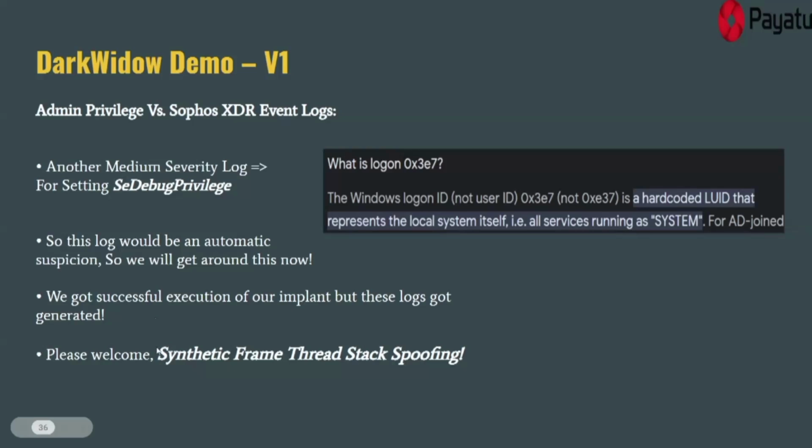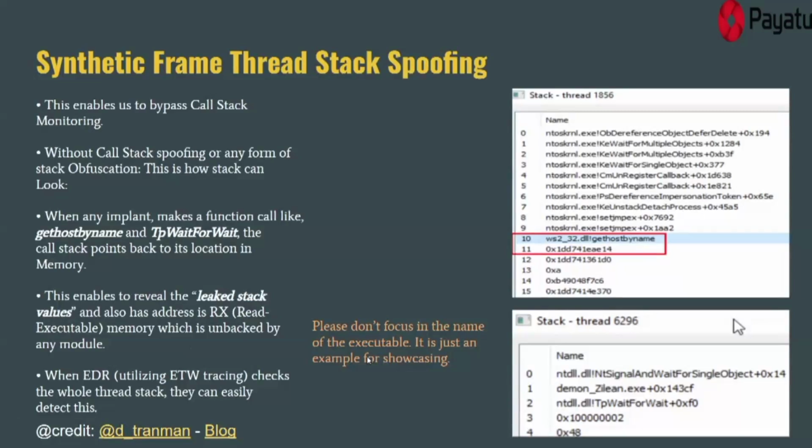So to get around that issue, I introduced a concept called synthetic frame thread stack spoofing. So now let's get into what this synthetic frame thread stack spoofing does. It basically enables us to bypass call stack monitoring. So you can see these two pictures. These are thread stack frames of two malwares. You can see in the first picture, the 10th frame and the 11th frame. Here it is calling gethostbyname, and it is called via this particular address. And this particular address is basically a leaked stack value, as you can see that it is not being called by any DLL or API.